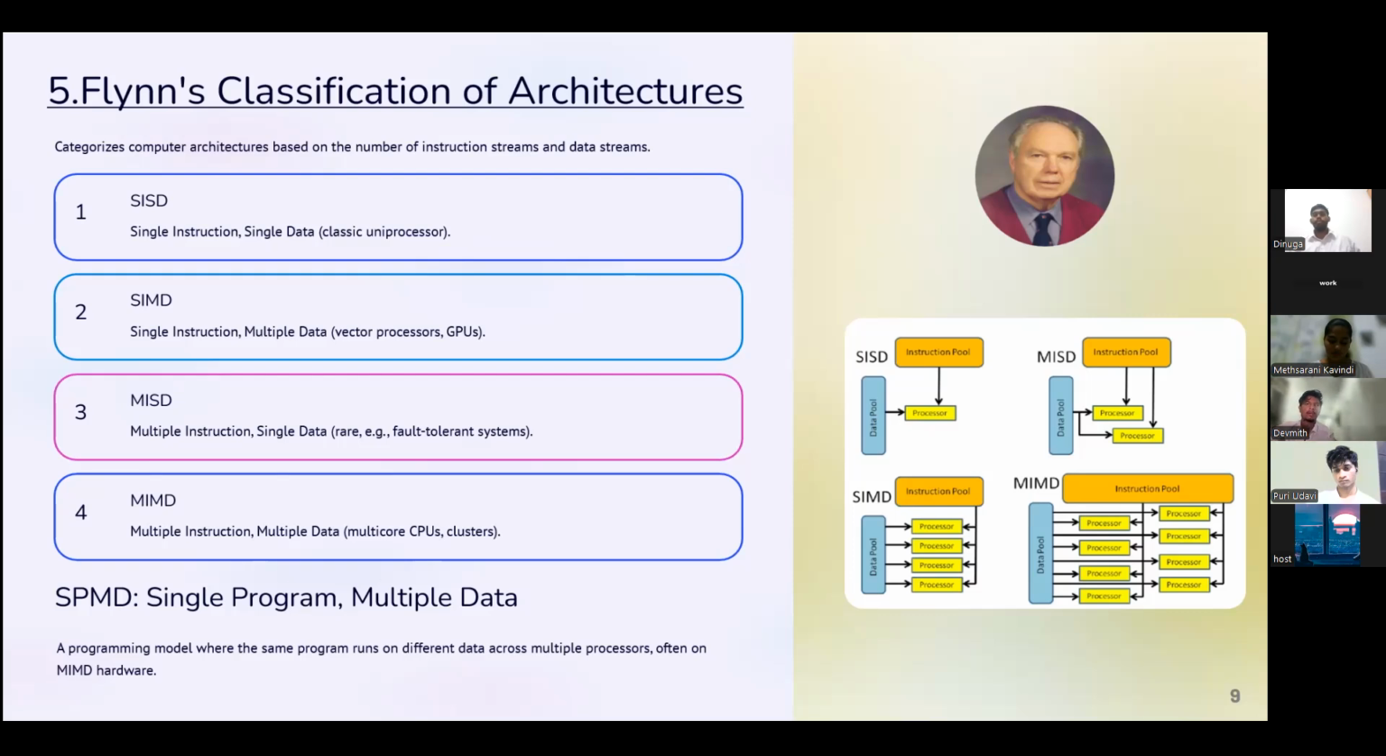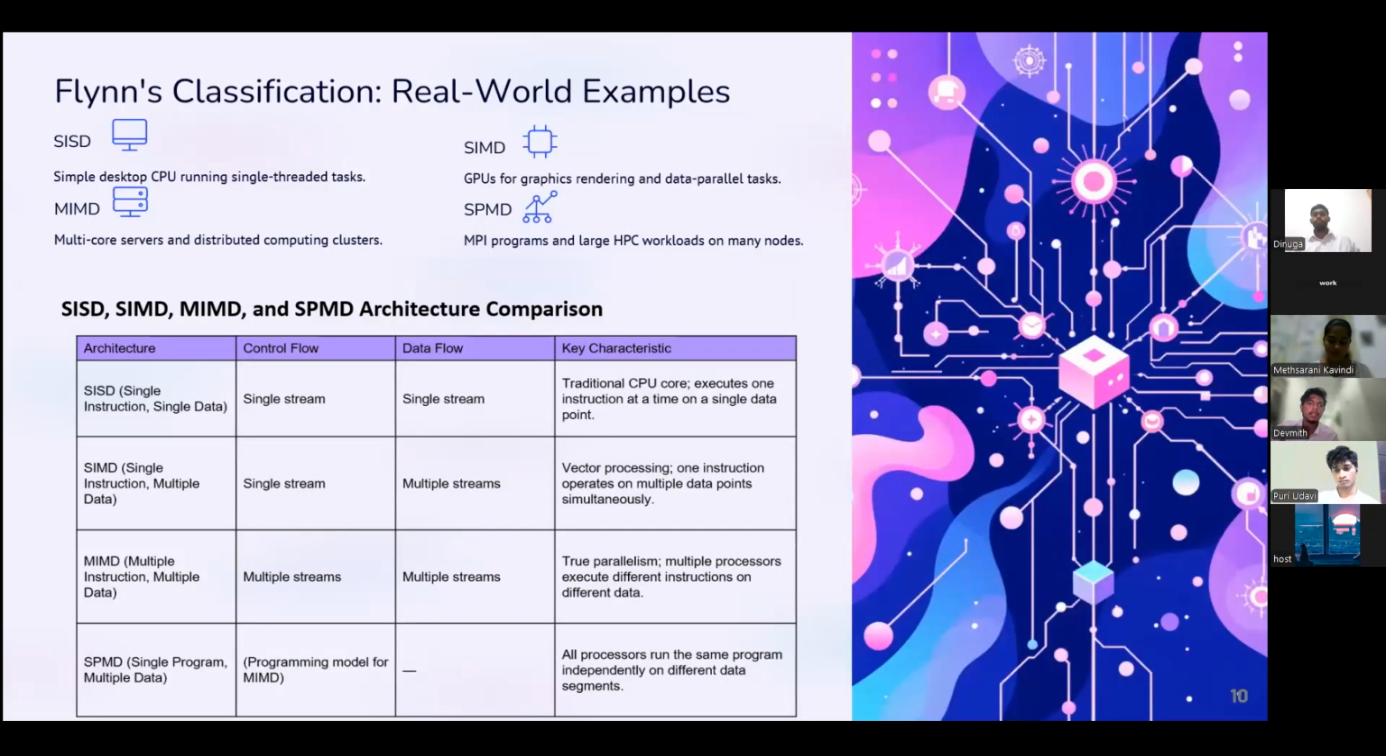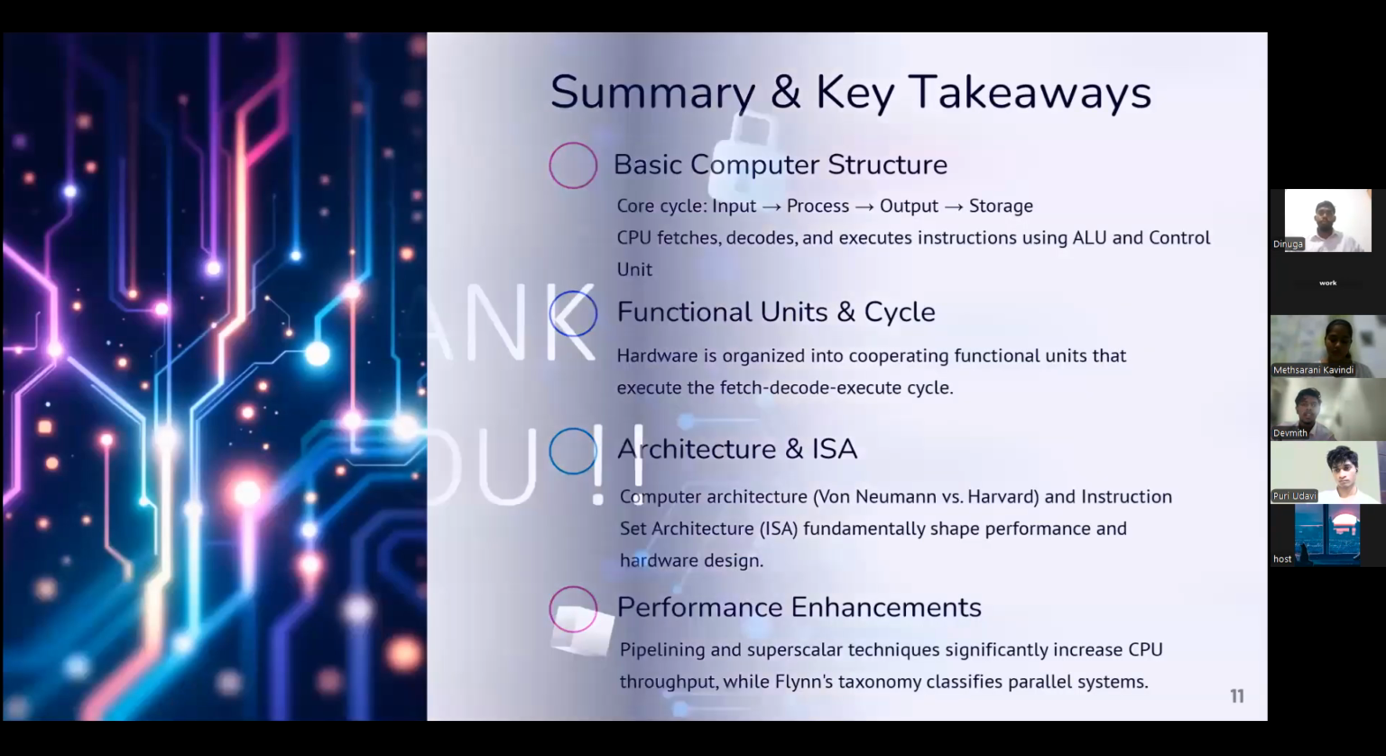Now let's talk about the real-world examples. For SISD, single-core desktop CPUs. For SIMD, graphics processing units. For MIMD, multi-core CPUs and cloud clusters. For SPMD, parallel applications using MPI in high-performance computing. These architectures show how different systems handle parallel tasks efficiently. That's all for today. Thank you.